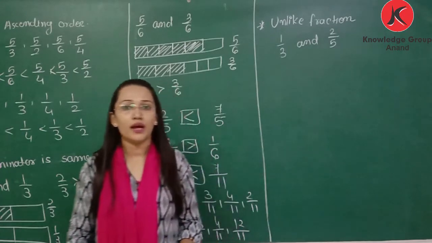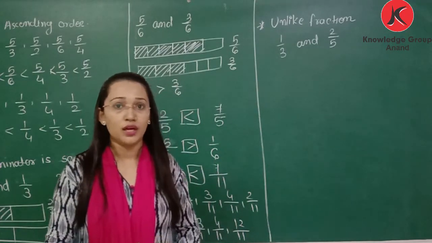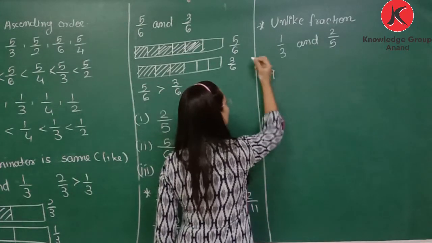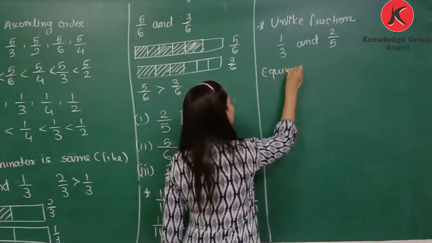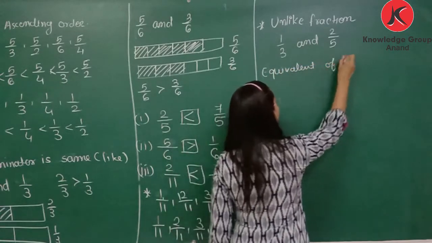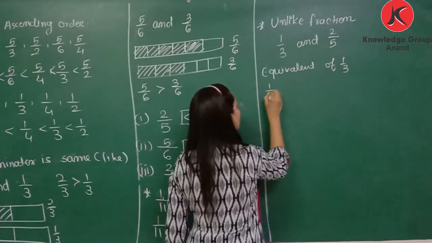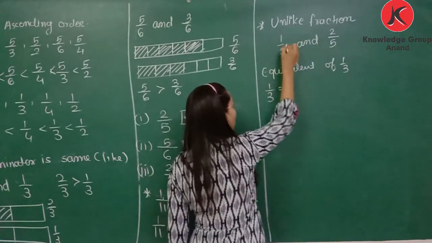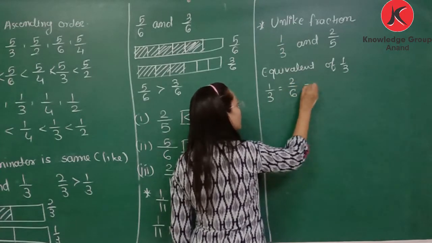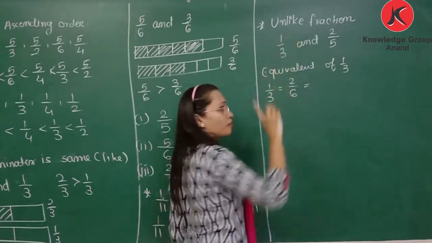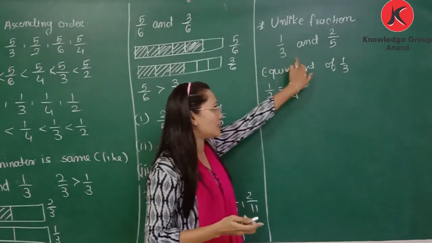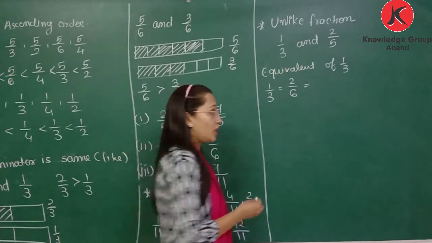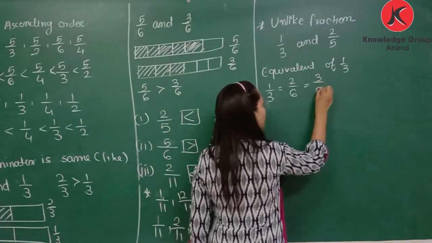First method, you find the equivalent of 1 by 3 and the equivalent of 2 by 5. So let's find the equivalent of 1 by 3. 3, you can get by multiplying by 2 by 2. So if we multiply here 2 and 2, it is 2 by 6. Here 1 is multiplied with 2, 1 2s are 2, and 3 is multiplied with 2, 2 3s are 6. Now multiply with 3 by 3 and 3, so it is 3 by 9.